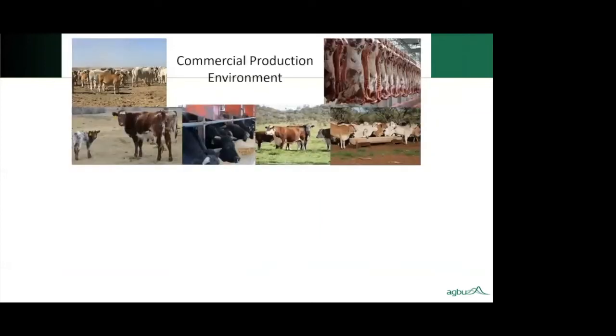The commercial production environment in Australia is characterised by a large level of environmental diversity. I've tried to show that here by the arid conditions faced by some animals, right down to more lush conditions seen in southern Australia. As a consequence, in Australia we rely on various ways of finishing cattle, such as feedlotting segments down to pasture finishing segments.